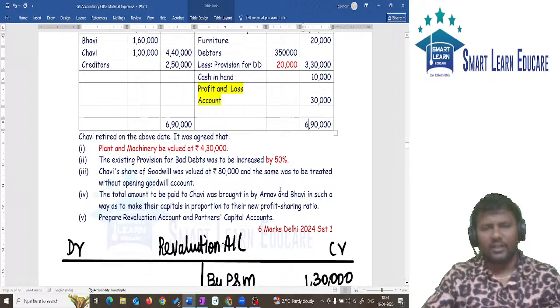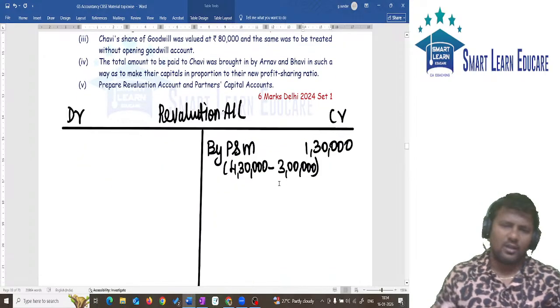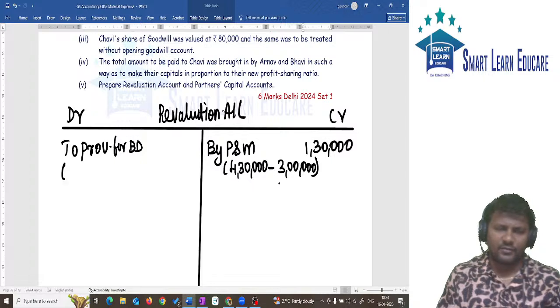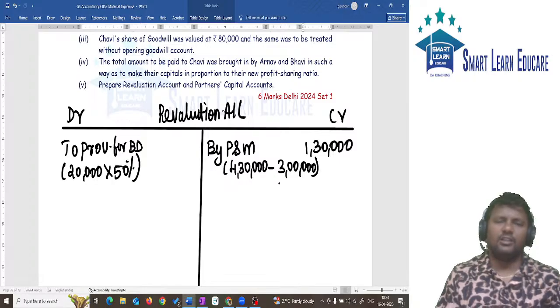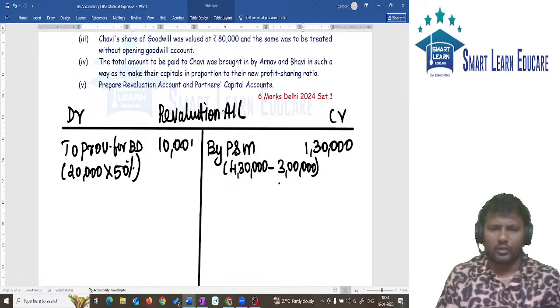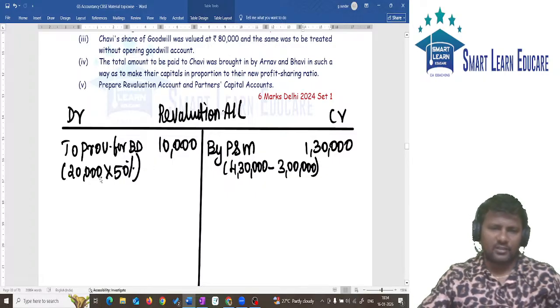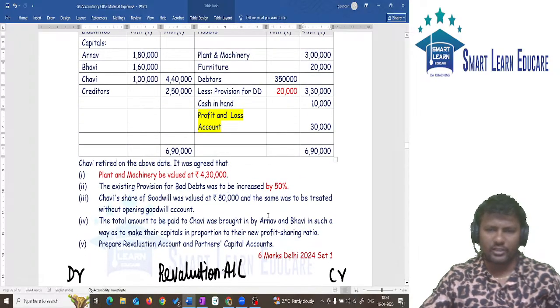Provision is a liability. Liability increases. Entry: revaluation account debit to provision for doubtful debts or provision for bad debts. It is 20,000 into how much percentage? Means 50%. 20,000 into 50% will give you 10,000. That is the entry amount. That's all, provision is over.